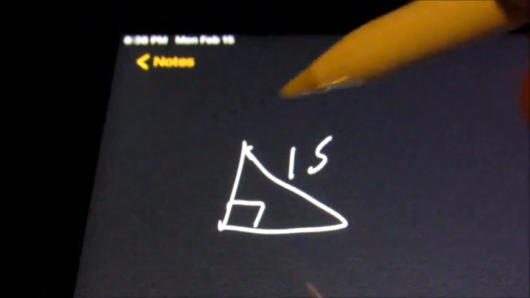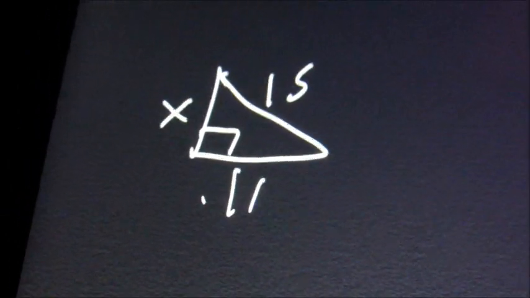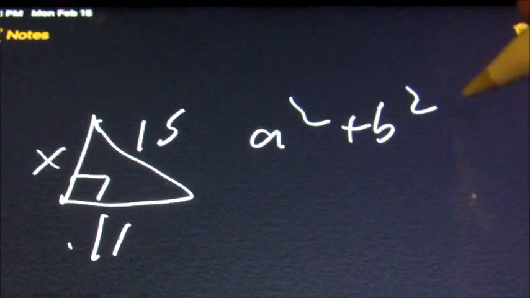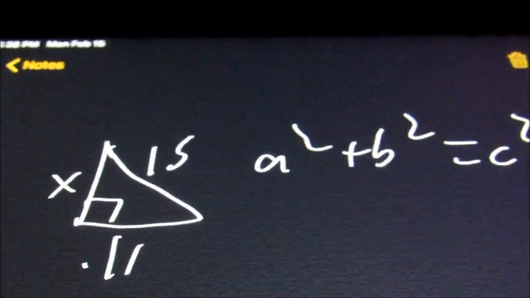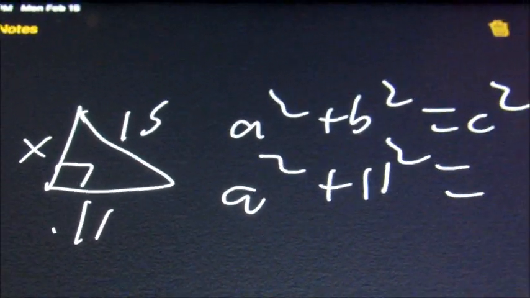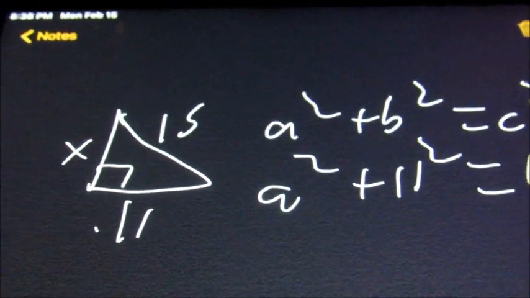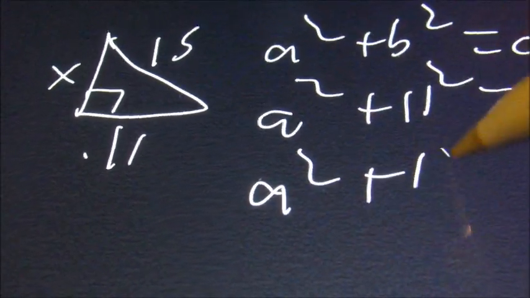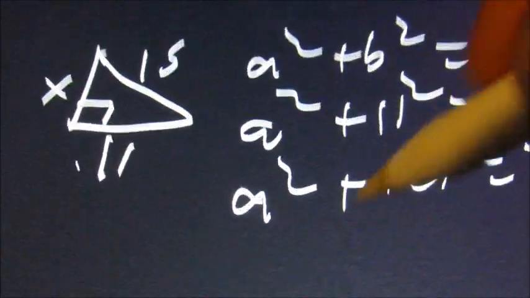Next, let's say that we have one where we're given the hypotenuse, which is 15, and one of the sides is 11, but we don't know what the third one is. So here, we're still going to do A squared plus B squared equals C squared, but now we don't know what A is, so A squared plus 11 squared equals 15 squared. And when we do this, we're going to say A squared plus 121 equals 225. So A squared equals 104.